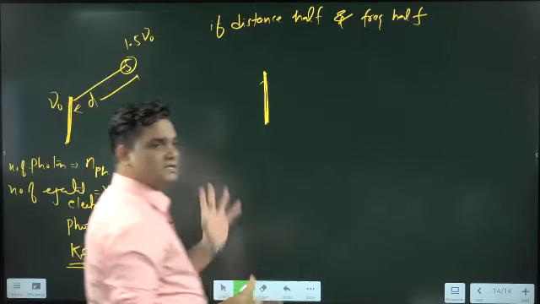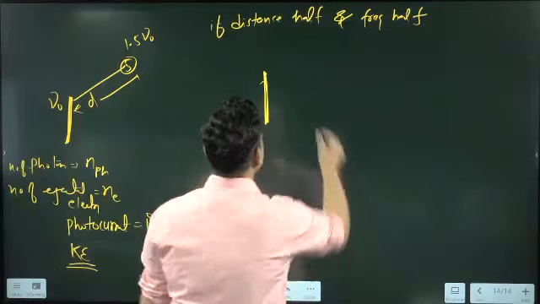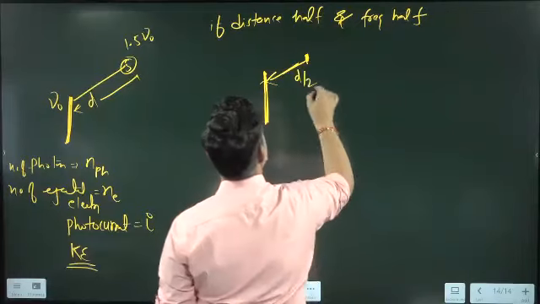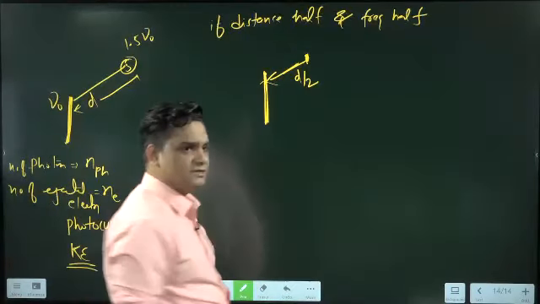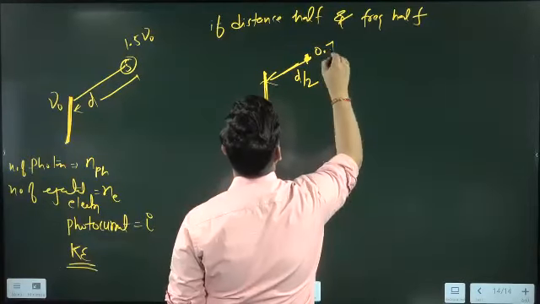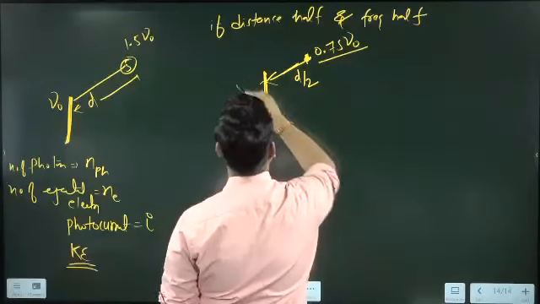We remember your current and all the things. So we can say distance is half. Distance is half means what will be this thing here? D by 2. Okay, distance half means D by 2. And here in this one, it will be 0.75 nu naught. Okay, this is the nu naught.